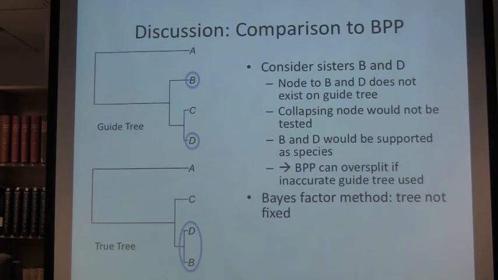The Bayes factor method demonstrated here does not rely on a fixed guide tree. So this topological constraint is removed. So if B and D are within the analysis at all, they can be placed as sister, and other additional hypotheses can be tested based on these results.